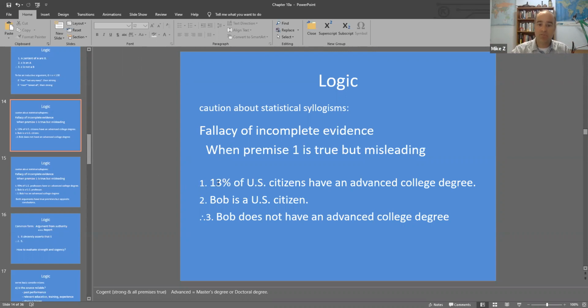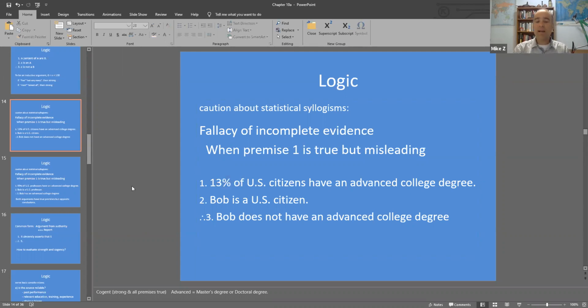Okay, so 13% of US citizens have an advanced college degree. Bob is a US citizen, so therefore Bob does not have an advanced college degree. This is a strong argument. In fact, it's a cogent argument, assuming for now, just take my word for it, that Bob is a US citizen. And like I said, I looked up the statistic here.